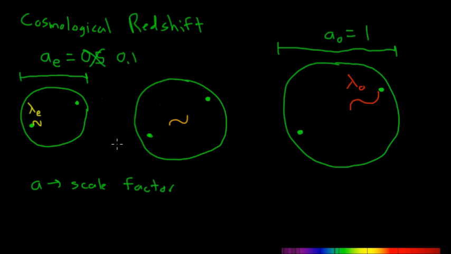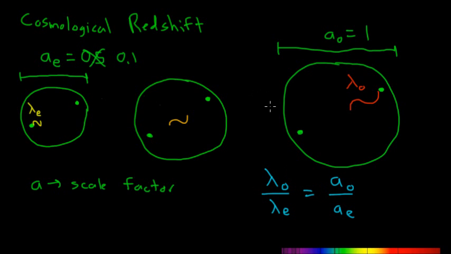And we find that we can relate the change in the wavelength of the light to how much the scale factor has changed. And it's a very simple formula. The wavelength of the light we observe over the wavelength of the light that was emitted is equal to the scale factor when we observed the light over the scale factor when the light was emitted. So if my universe expanded by a factor of 10, then the wavelength of the light is also going to get longer by a factor of 10.